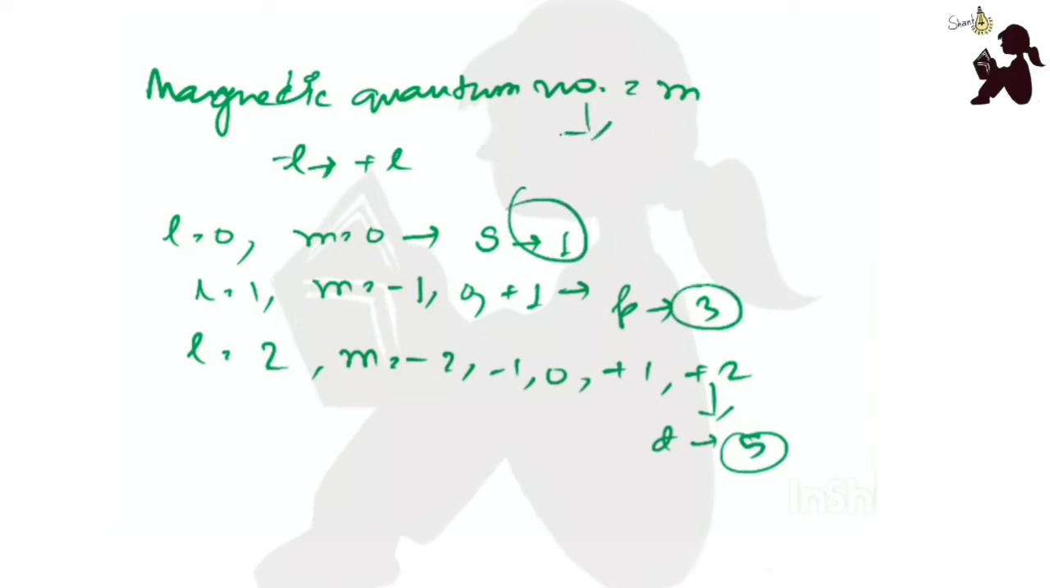Also, the magnetic quantum number gives the orientation of the electron in space. Okay, now fourth is our spin quantum number. That is the spin quantum number.